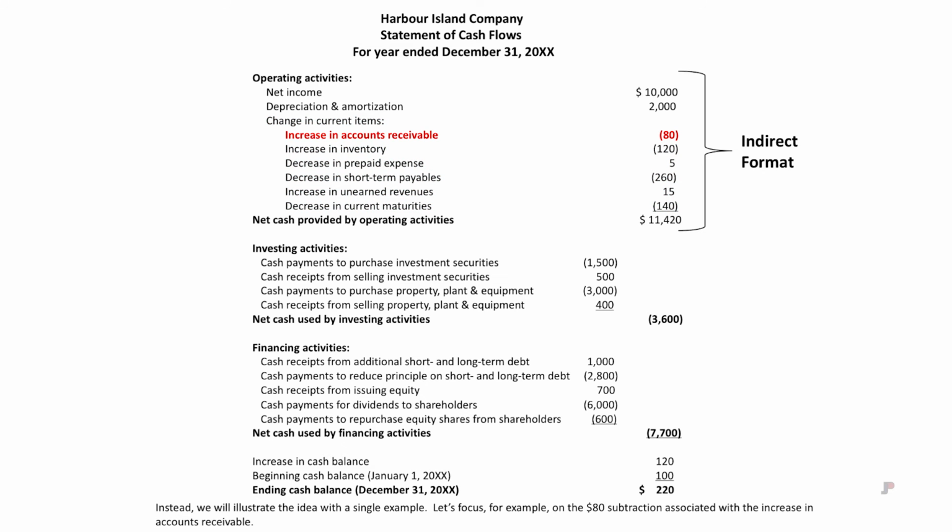Instead, we will illustrate the idea with a single example. Let's focus, for example, on the $80 subtraction associated with the increase in accounts receivable. Let's see if we can figure out why an $80 increase in accounts receivable balance would cause net income to be $80 higher than net cash provided by operating activities.